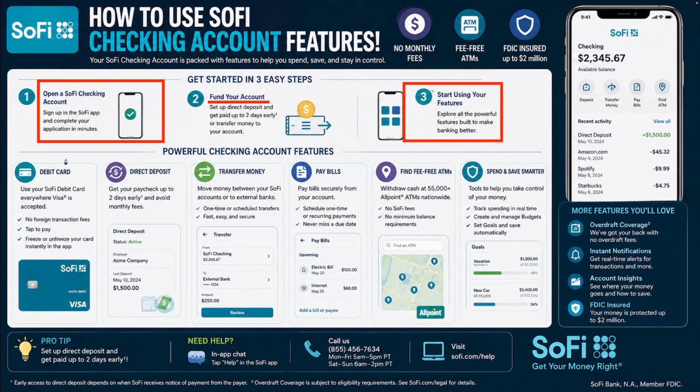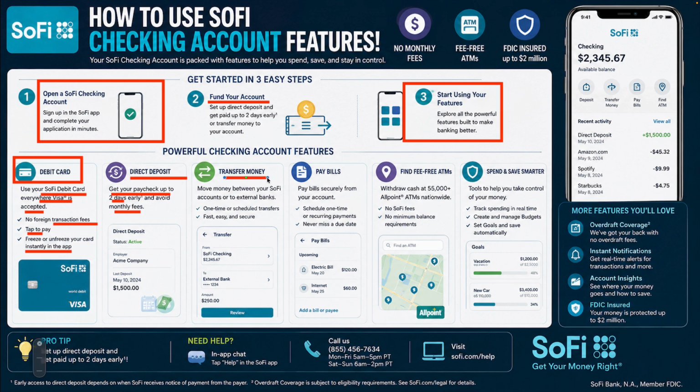On your checking account, you have a debit card, so you can use the SoFi Debit Card everywhere Visa is accepted. Also, no foreign transaction fees, tap to pay, and freeze or unfreeze your card instantly in the app. The second thing is going to be direct deposit. You can get your paycheck up to 2 days early and avoid monthly fees.